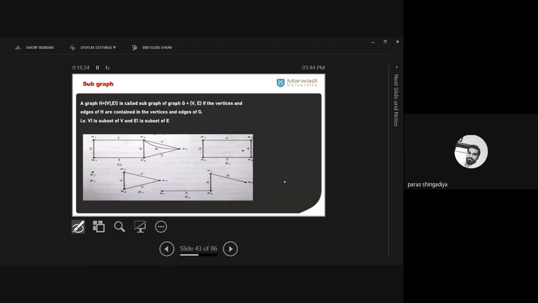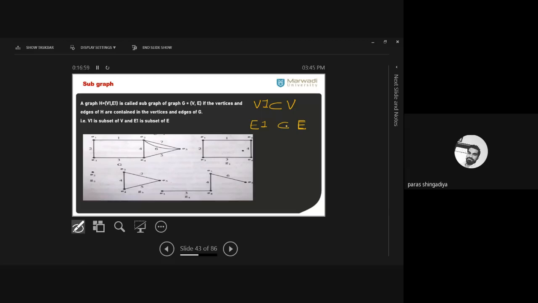Here it is defined that it contains the vertices and edges of G. So what does it mean? V1 should be a subset of capital V, and similarly E1 is a subset of capital E. H is a graph that is part of the graph G. So in this example, this main graph is given. That is a graph G, which includes 5 vertices with 6, 7 edges: 1, 2, 3, 4, 5, 6, 7.